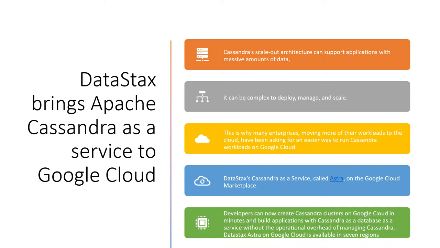Most of the enterprise environments, because of the underlying Google infrastructure, are trying to move inside this. And DataStax's Cassandra as a service is called Astra on Google Cloud Marketplace. And this is all about the three topmost players.